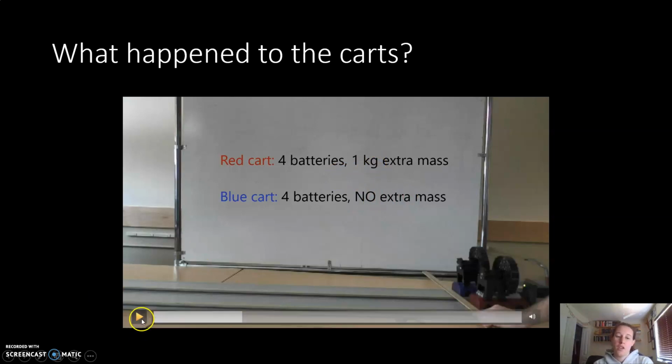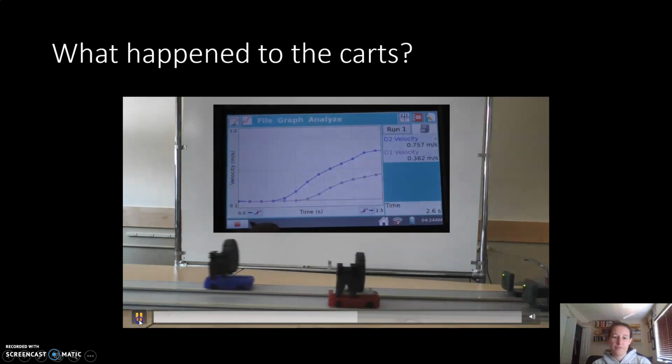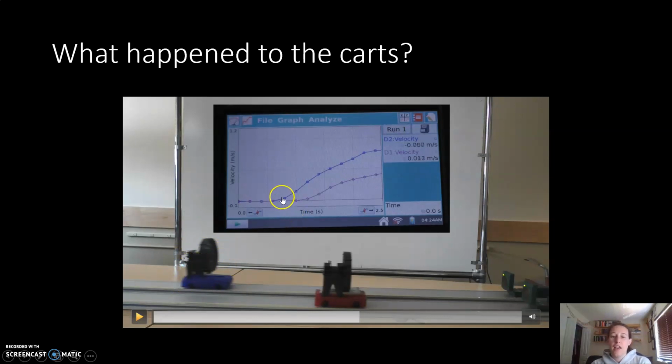of food. So what we see here as we play this is as we lift up on the meter stick, we're going to be able to see that this blue car, remember that's the one without any extra mass, is going to be able to go faster. Just like if I were out running and I don't have anything extra with me, I'm going to be able to speed up and go faster.